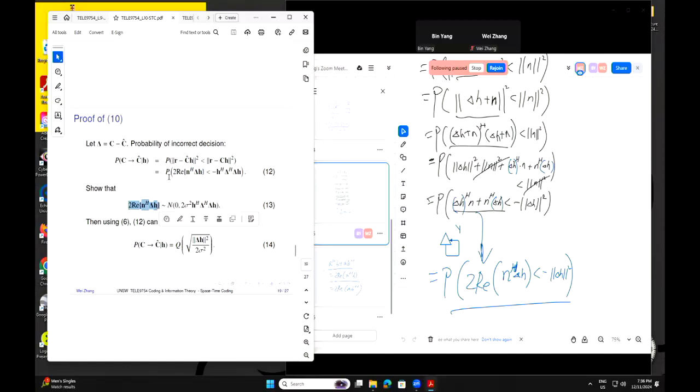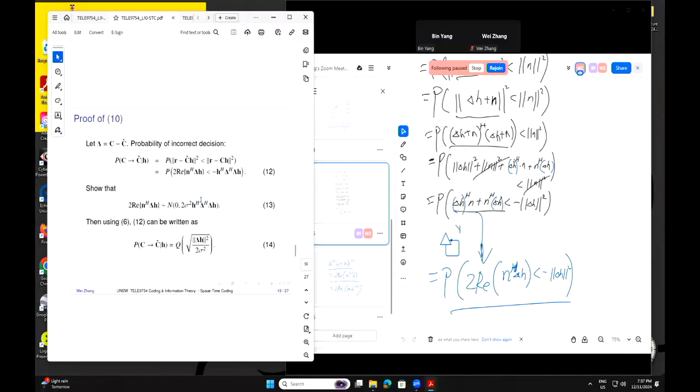X is Gaussian. If it is Gaussian, first you need to know its average value, which is 0, because noise has 0 mean. Secondly, you need to know its variance. The noise variance is sigma square, but you have the scaling factor delta H here, so you need to multiply by delta H square.